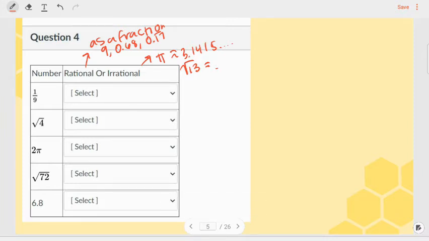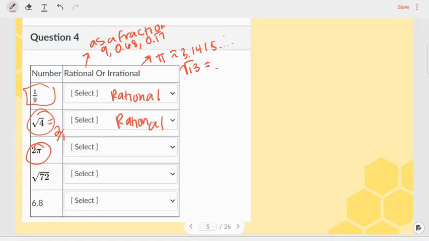So let's look at our options. 1/9, can it be written as a fraction? It already is, so it's rational. Square root of 4, well, simplify it first. Square root of 4 is 2. Can 2 be written as a fraction? You bet. 2 over 1, rational. 2 pi. Well, if I multiply 2 by 3.1415 and it continues on, it is not going to remain rational. It's going to continue on forever without repeating. So irrational.